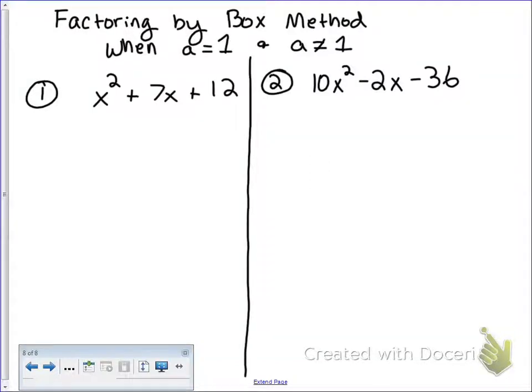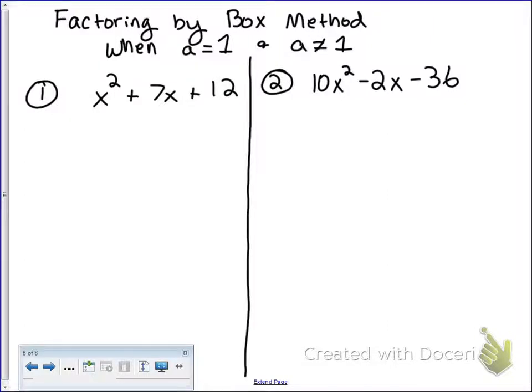So in class, we talked about how to factor when a does not equal 1, and we've also looked at how to factor when a does equal 1. So this video is going to be about factoring using the box method no matter what a is, because you can use the box method even if a equals 1. So if you're really struggling with remembering which one to use, I'm going to help you out here and tell you that you can use the box method no matter what.